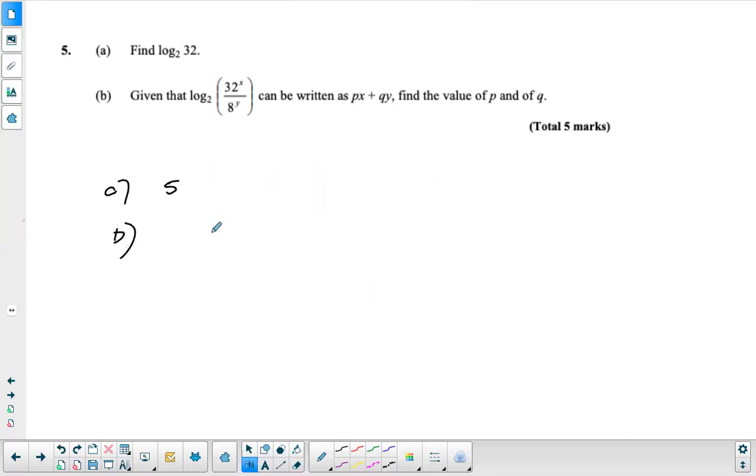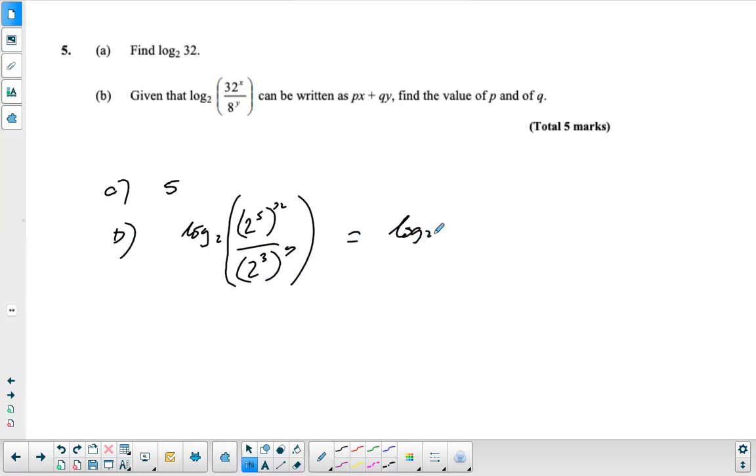Part B, slightly more tricky. Log to the base 2 of 32 to the x divided by 2 to the power of 3 to the power of y is equal to log to the base 2 of 2 to the power of 5 to the power of x divided by 2 to the power of 3 to the power of y. That's still all the log of that, which is log to the base 2 of 2 to the 5x over 2 to the 3y.